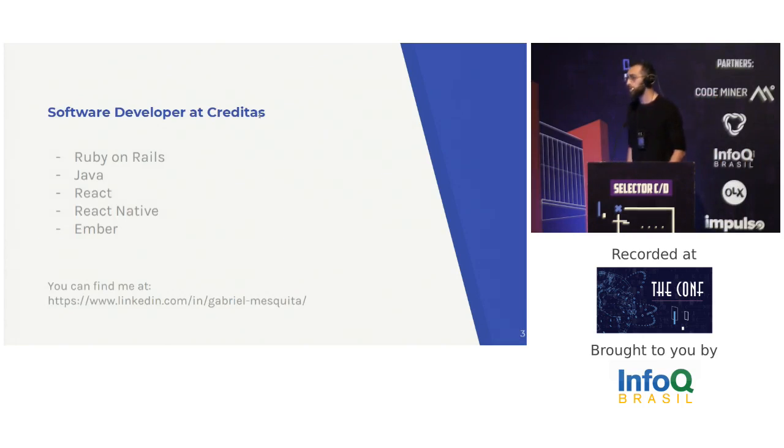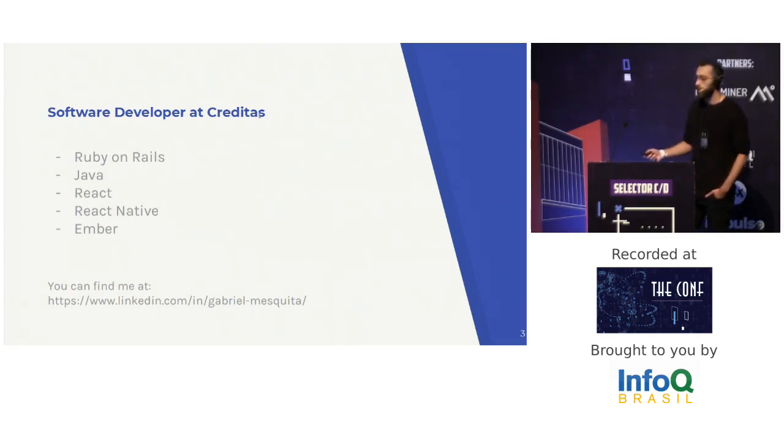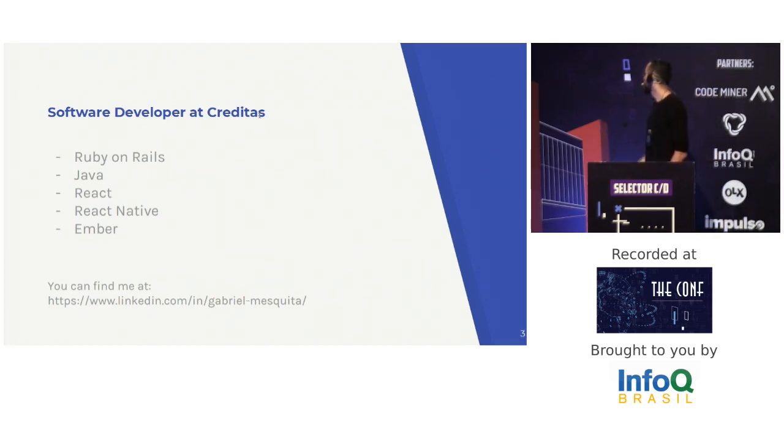I'm from Brasília, and I came to São Paulo 2 months ago to work at Creditas, so I'm a software developer there. At the moment, I'm working with Ruby on Rails, but throughout my career, I've worked with Java, React, React Native, Ember. And if you want to get in touch with me, send a message, ask some question, you can find me at LinkedIn. Just search for Gabriel Mesquita and you can find me there.